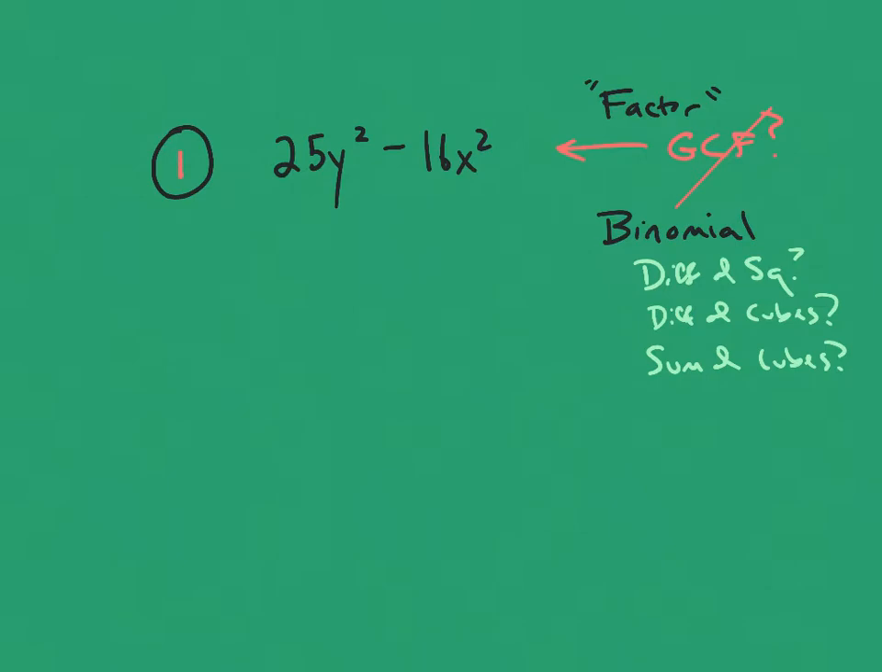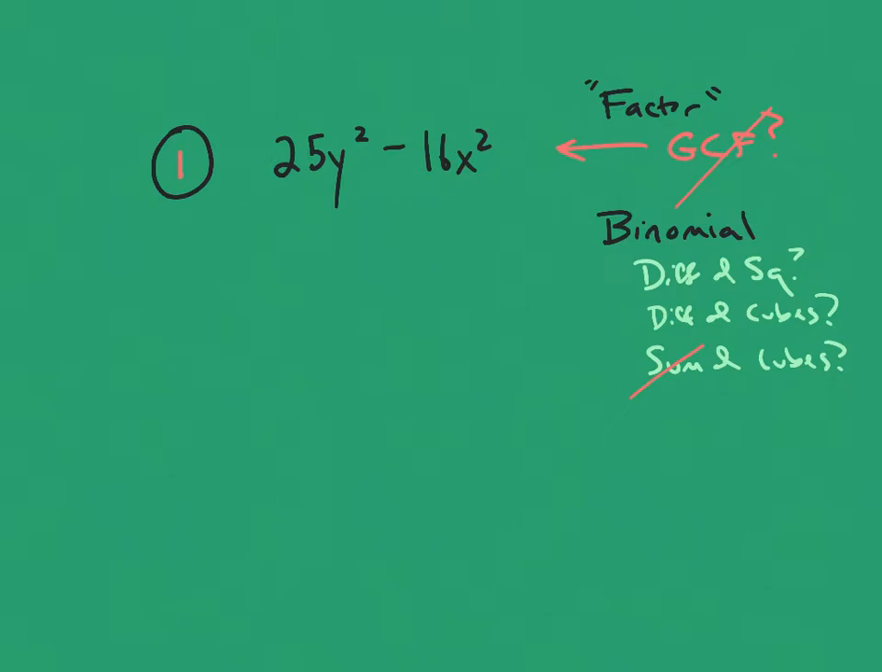And if we're checking these out, I can go ahead and mark off sum right off the bat because we've got a minus in the middle. So at most, this is a difference of something. It could be difference of squares. It could be difference of cubes. 25, if you look at your squares list, 25 is a square. 16 is also a square. Y squared and X squared, they both have an exponent of 2. So if it's an even exponent, then the variable is a square.